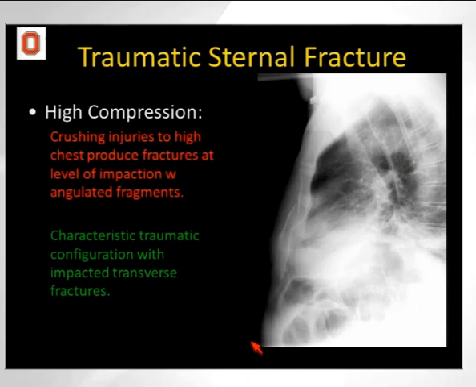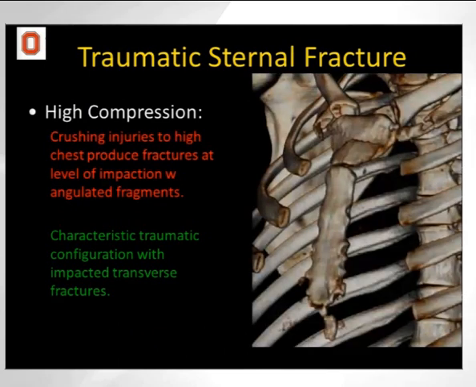High compression injuries, on the other hand, will result in angular deformities at the level of the impaction. So here's a very characteristic steering wheel type of injury. Here's another one. And these result in angulated transverse fractures at the level of the impact.